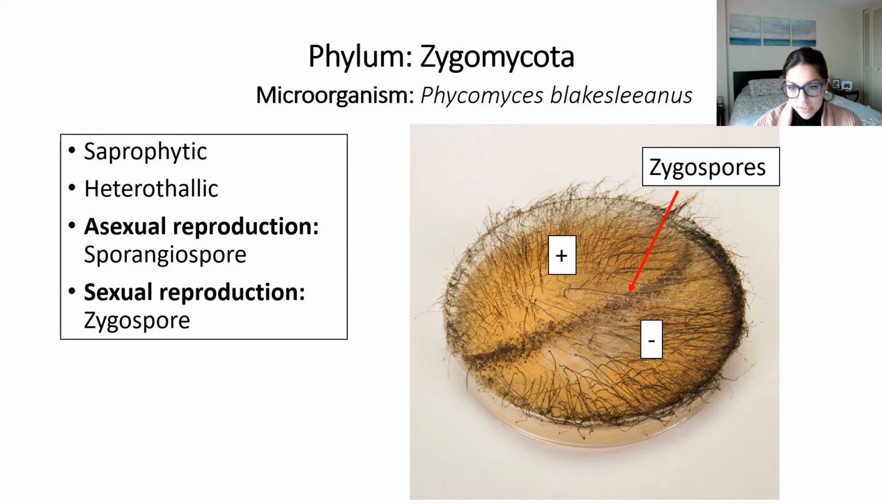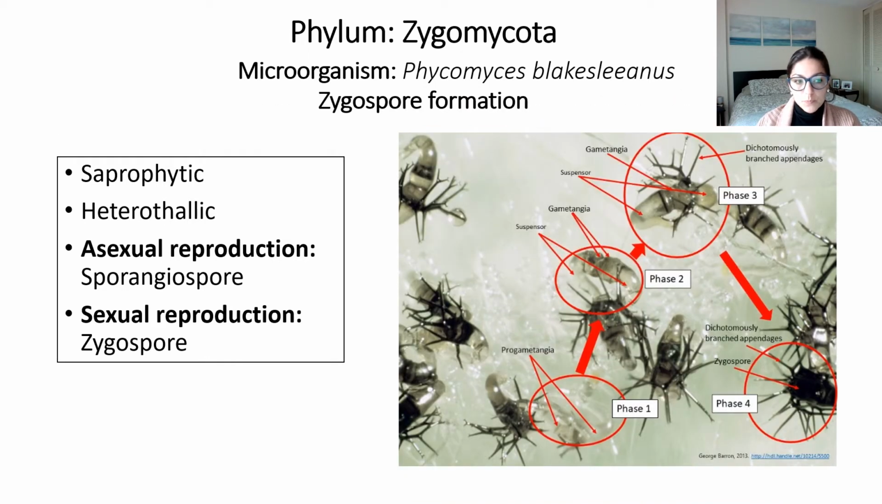In this plate that we can see here, we have two different microorganisms growing. The first one is the positive mating type in the left part of the plate and the negative mating type in the right. And this line of brownish structures in the middle is where the zygospores are formed. So we have in this fungus as well two different kinds of reproduction: the asexual reproduction through sporangiospores as well, and the sexual reproduction through zygospores.